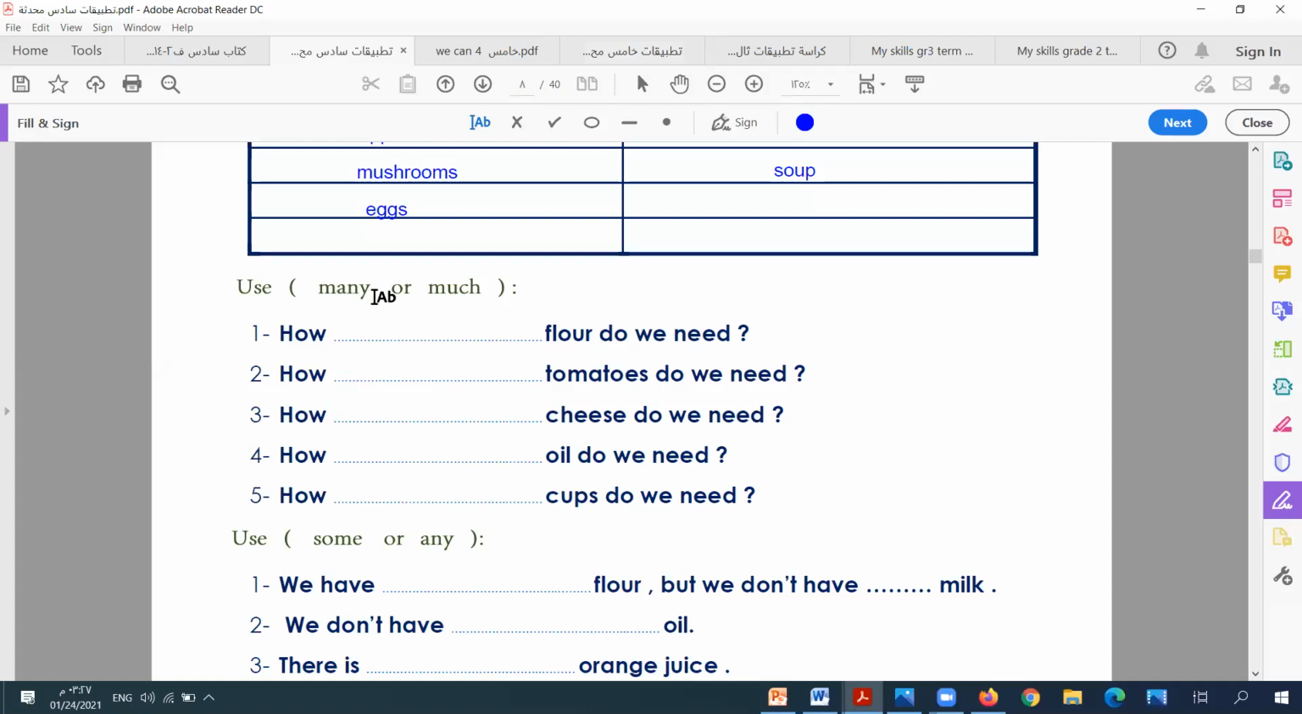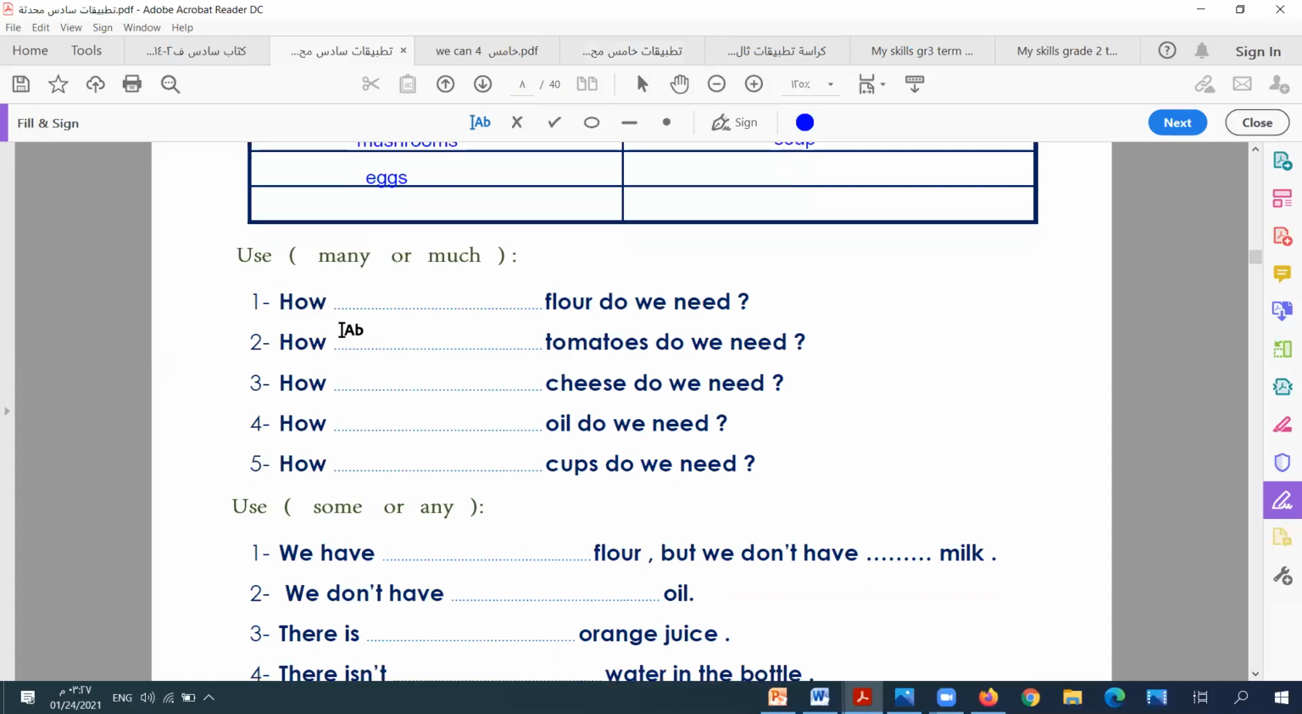Use many and much. Number one, how flour do we need? Of course, flour is an uncountable noun, so I'm gonna use much here. How much flour? How much flour do we need? Because flour is an uncountable noun.